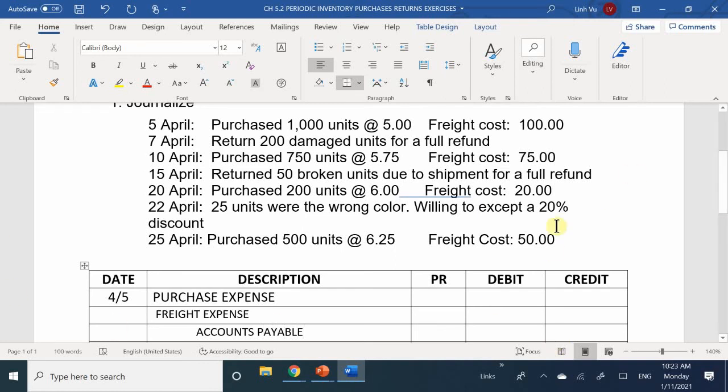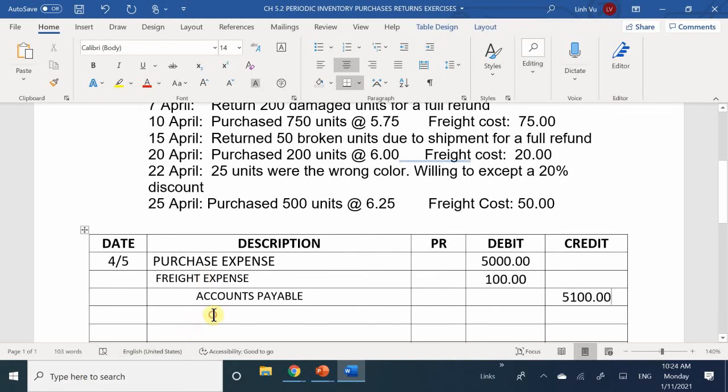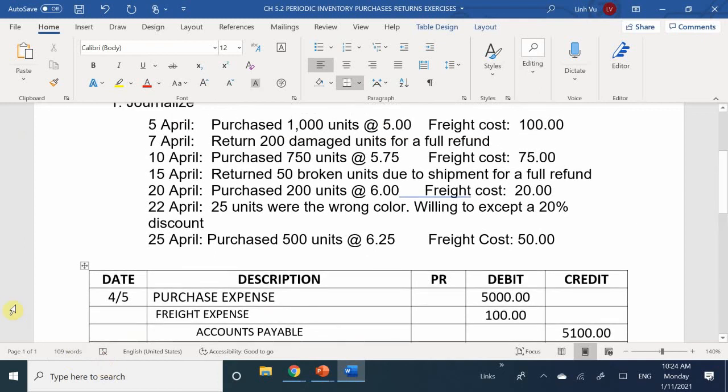So what's my original purchase expense going to be for? Correct, $5,000. And my freight cost me 100, giving me a grand total of 5,100. Good. Now this is where you can make your description so you can keep track of every single item. So here I actually purchased 1,000 items or units at $5 each.